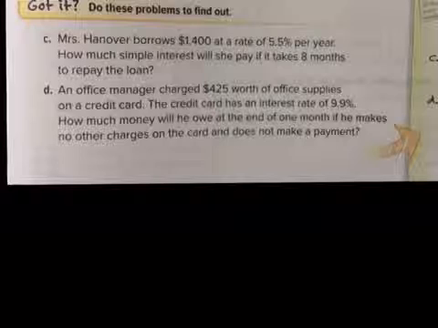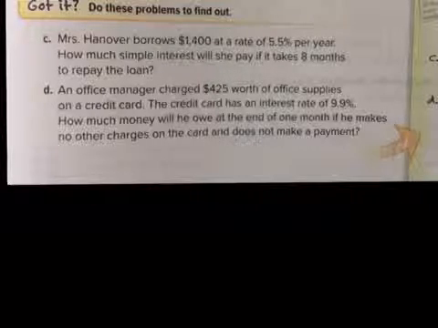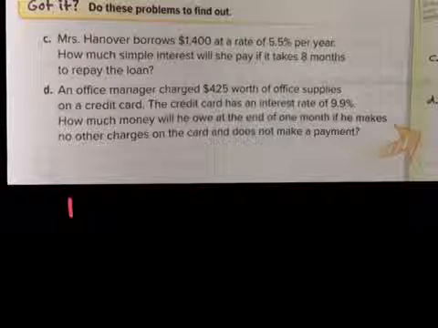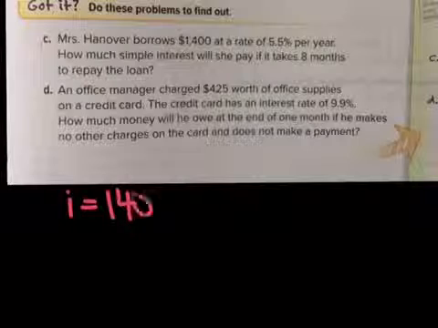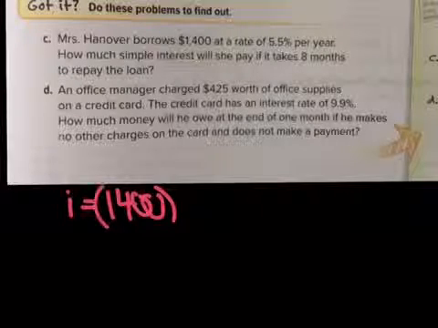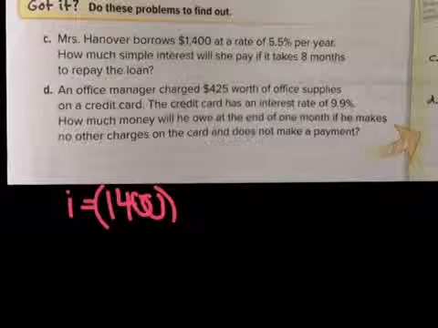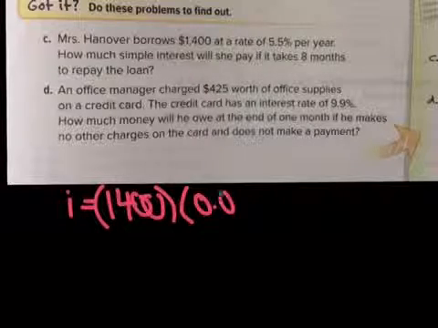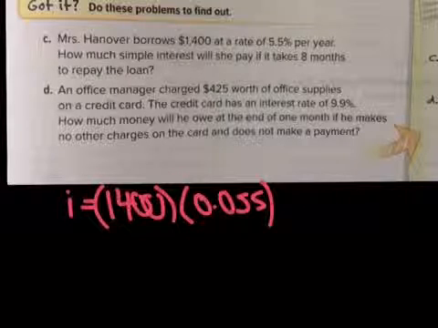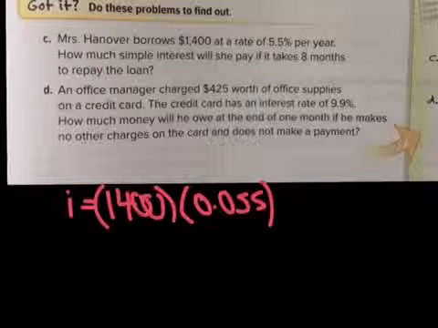Now I want to do question C, and Miss Chen is going to do D. Now listen up for question C. Mrs. Hanover borrows $1,400. I'm just going to go right ahead and replace the variables. P, that's my P, that's $1,400, right? And I'll even put it in parentheses so that I know it's multiplication. At a rate of 5.5%. 5.5 converted to a decimal, 0.055, per year. How much simple interest will she pay if it takes 8 months?